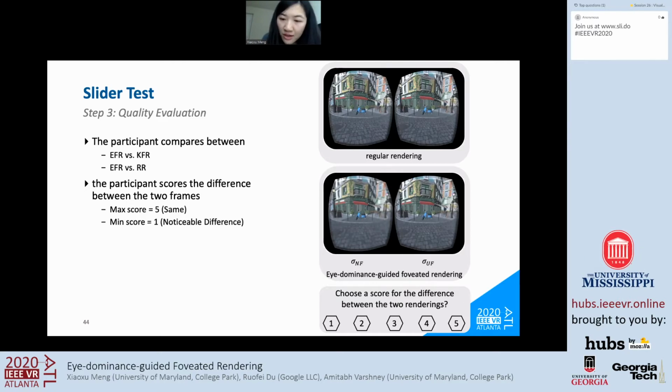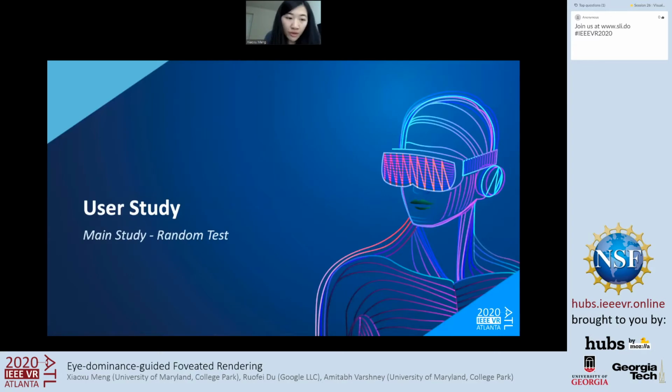And now we have both sigma UF and sigma NF. We can conduct a quality evaluation by comparing the EFR and other renderings, and the participant will score the difference between the two renderings from score equals 5 to score equals 1. If the score is high, EFR and other renderings will be perceptually similar. And the next is the random test.